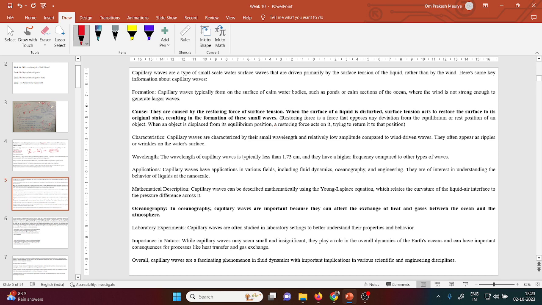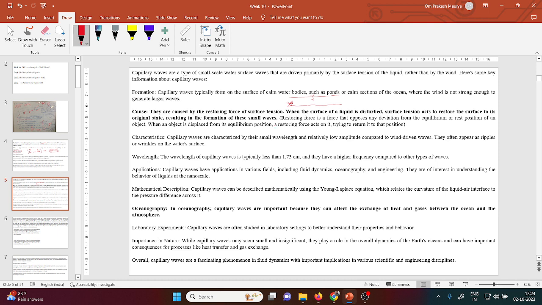So the capillary wave is nothing but, let's say here is an open channel flow, and the water is still, not moving. You know all liquids have some surface tension. Surface tension tries to reduce the surface area of the fluid.